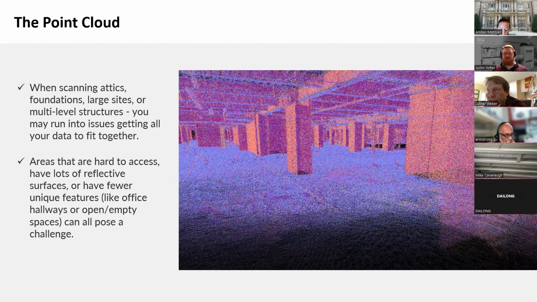The screenshot you see here is of a multi-level structure and is a space with fewer unique features, and additionally is an open and empty space. And it did actually pose a challenge while on site scanning this property. Scanning those attics and foundations, large sites, or multi-level structures can pose data integration challenges as well. So difficult to reach areas, reflective surfaces, and featureless spaces like these office hallways and whatnot can be particularly problematic.